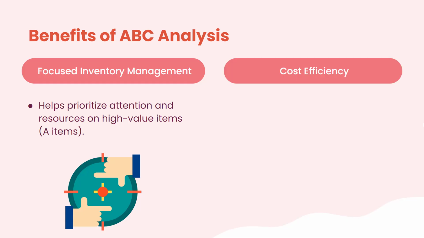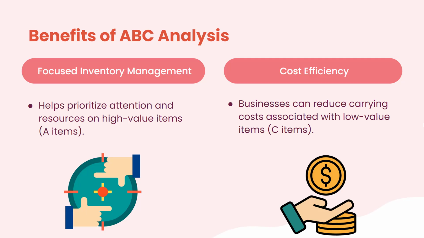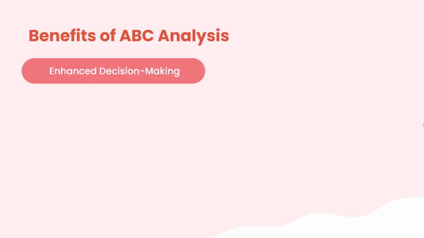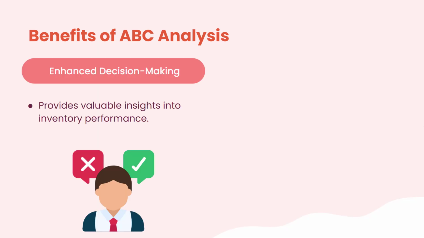Second is cost efficiency. By identifying which items require more control, businesses can reduce carrying costs associated with lower value items like C items, freeing up capital for more critical inventory like A items. Third is enhanced decision making. This method provides valuable insights into inventory performance, enabling better forecasting, replenishment strategies, and supplier negotiations.